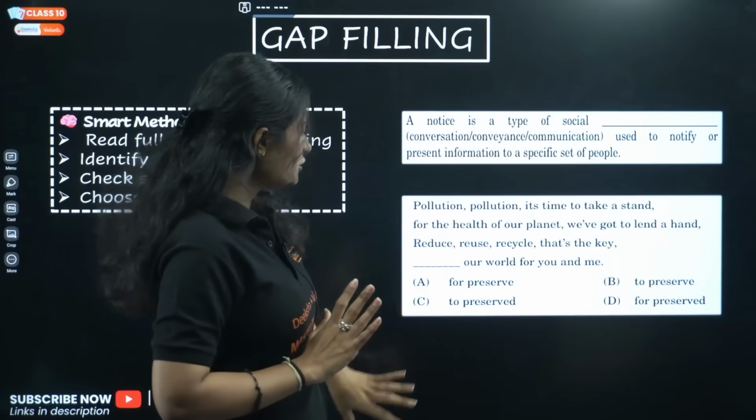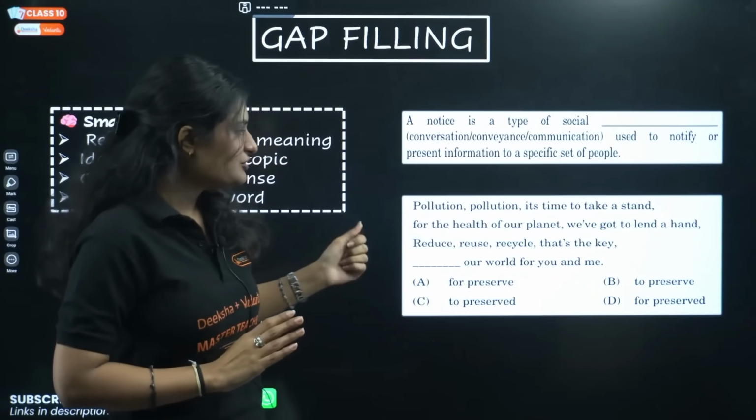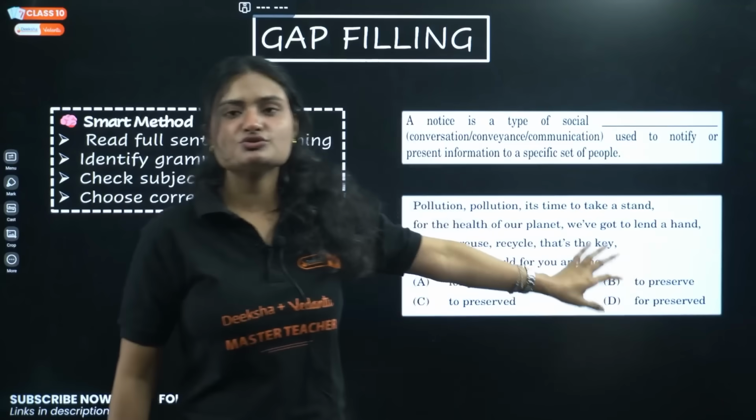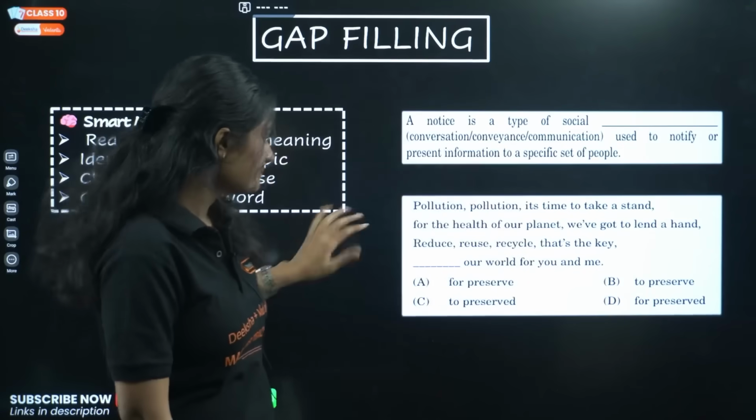For example, here also, with preserve, we use the verb to, right? To is used with preserve, okay? And after to, you always use an infinitive verb, okay?